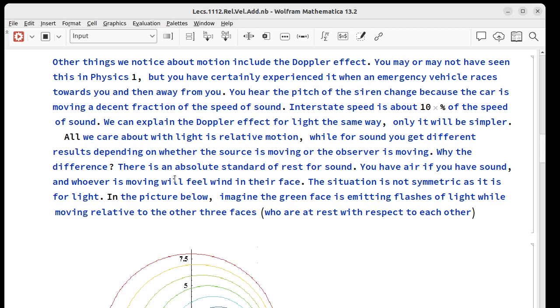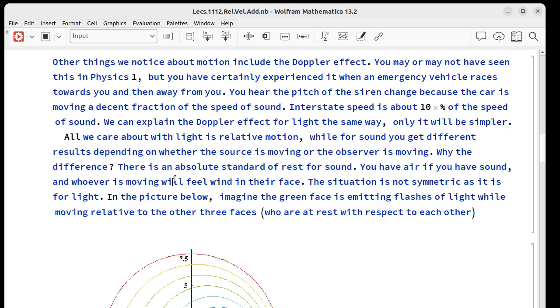The Doppler effect for light works the same way, only simpler. For light, all we care about is the relative motion between the source and the observer. For sound, what matters is not only that relative motion, but also who's doing the moving. The reason there's a difference, and the reason we can tell, is there is an absolute standard of rest for sound. You have to have air if you have sound, and whoever's moving can tell because there'll be wind in their face. So you can't both say, oh, I'm sitting still and the other guy's moving. One of you is actually going to be feeling a breeze.